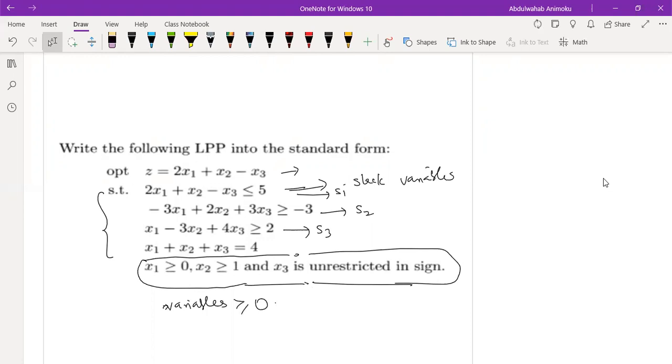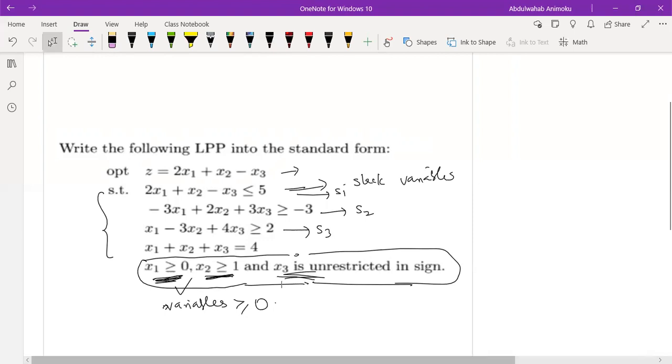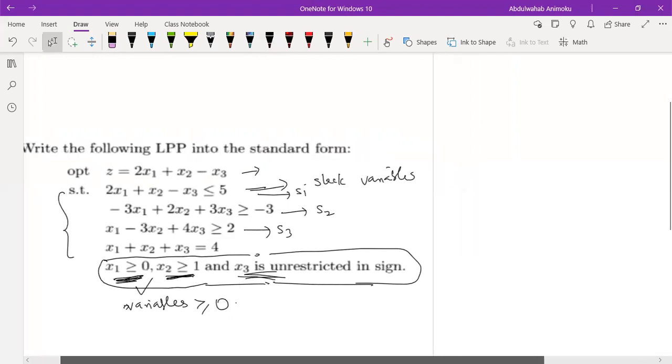This is how we write LPP in standard form. As you can see, not all of them are of that nature. X1 is of the right standard, so X1 is good, but X2 is not good. We have greater than or equal to 1, so this is not good, and X3 also is not good. Because of this, we need to rewrite those in a way that will be suitable for a standard LPP.